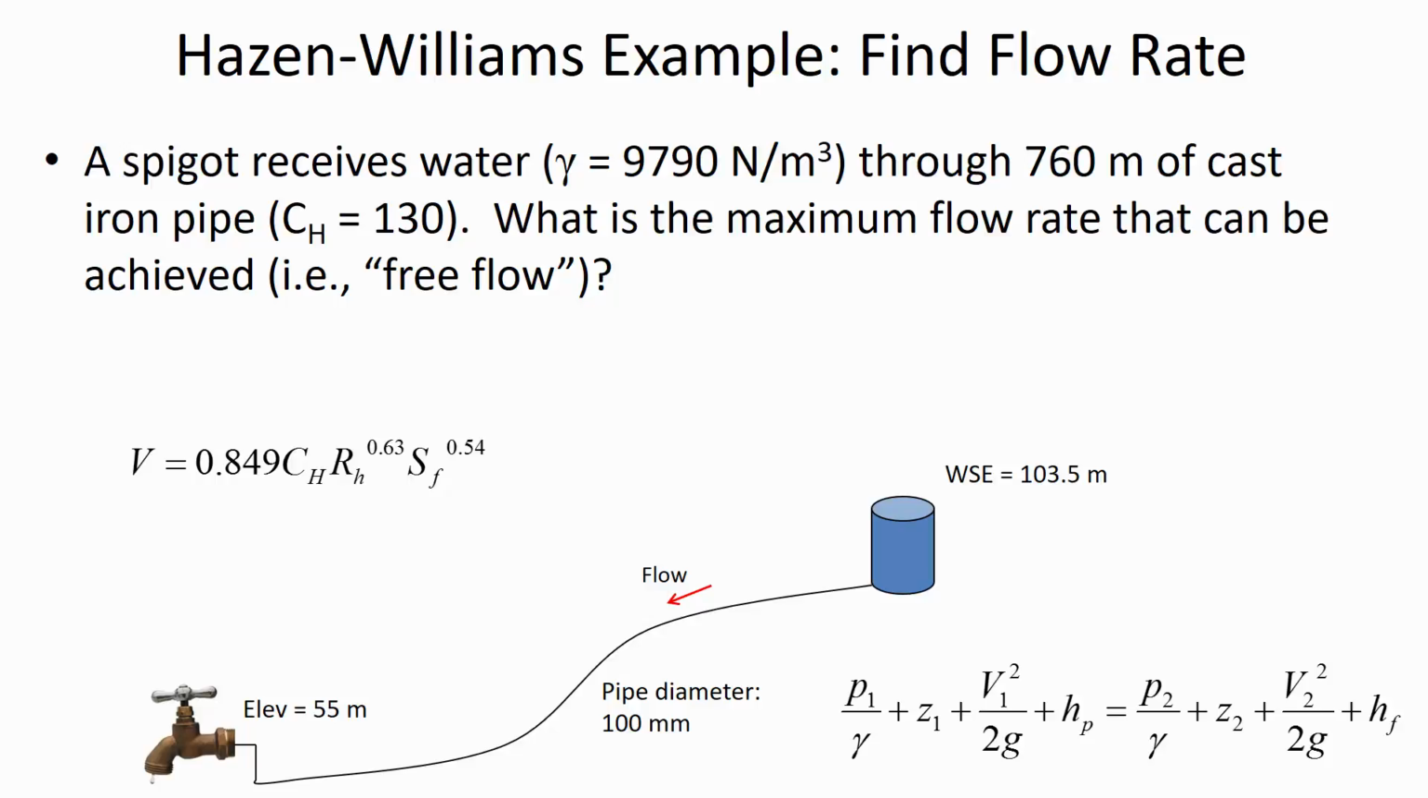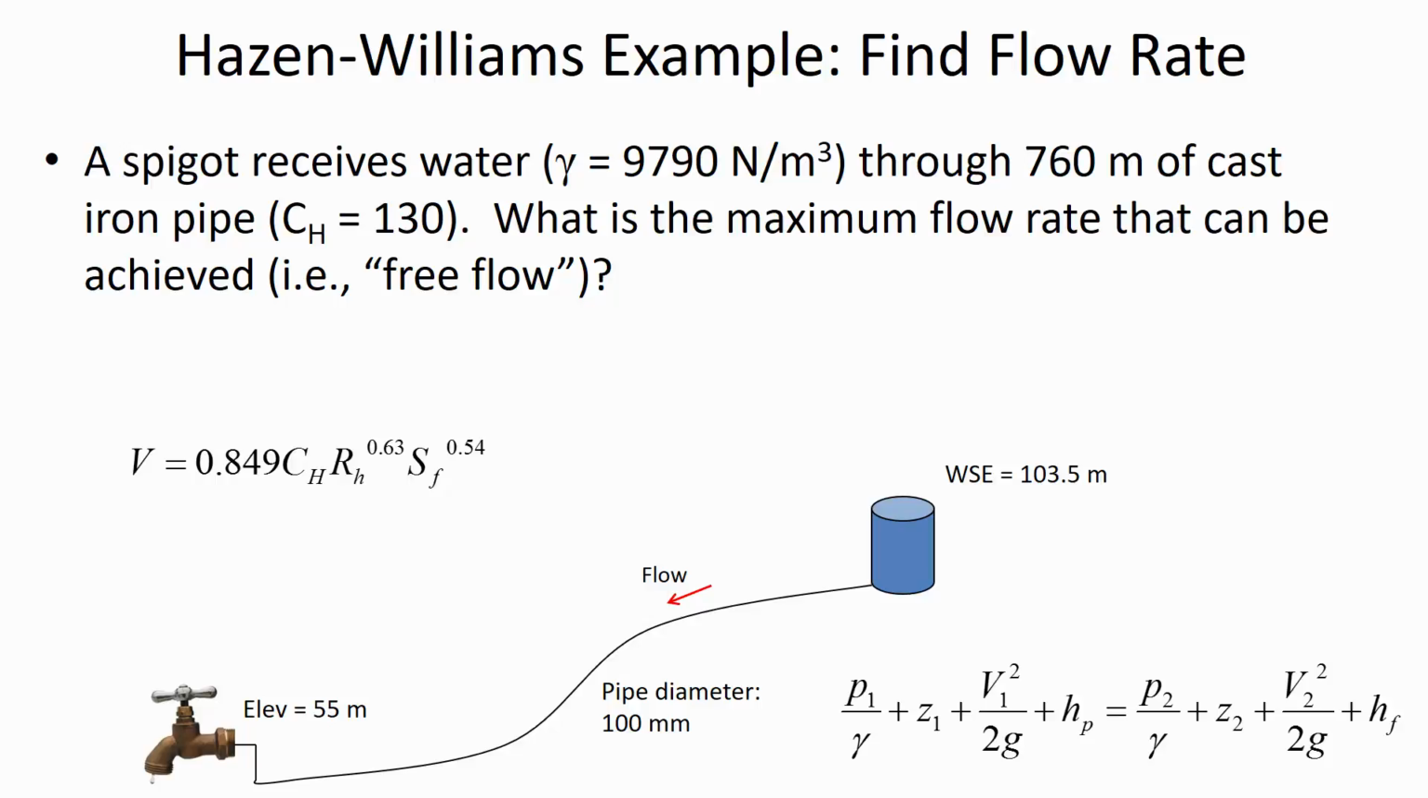And in the energy equation, we're going to say that the H sub f is 103.5 meters minus 55 meters. And so all of the energy difference is going into the pipe friction. And there won't be any pipe pressure right at the end of the pipeline. There will be pressure upstream of the end of the pipeline, but at the end of it, at location 2, which is right at the spigot, then there's not going to be any pressure.